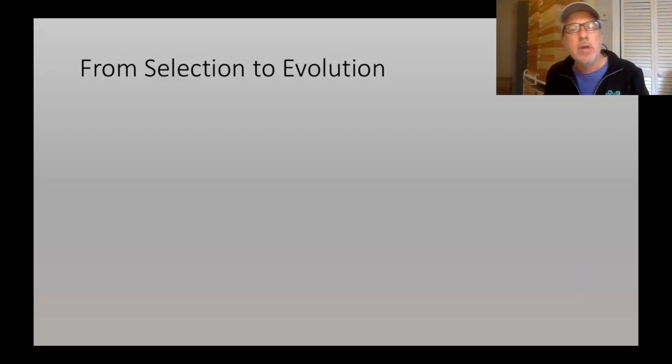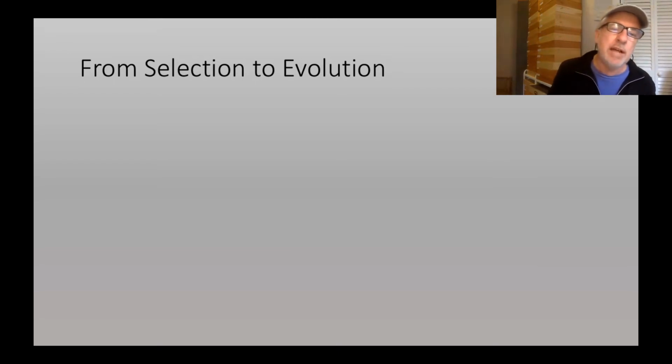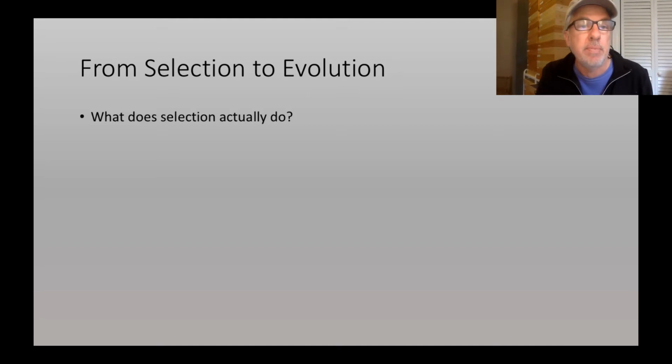Hello, everybody. Today we're going to continue with our talk about the Earth's biotic enterprise. Yesterday, we looked at the drivers of evolution: natural selection, sexual selection, and chance. And today we're going to look at how selection leads to evolution. And we'll also look at some chance events in future talks as well. So let's get started. What does selection actually do?